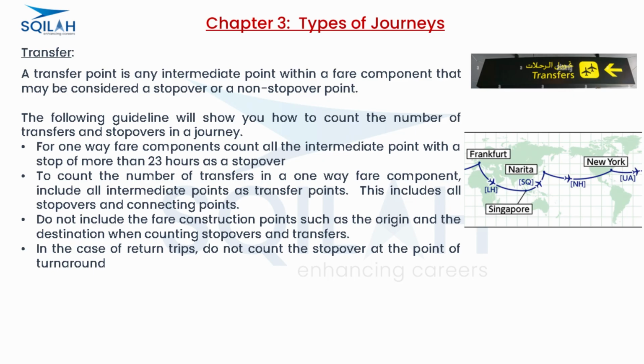For one-way fare components, count all the intermediate points with a stop of more than 23 hours as a stopover. To count the number of transfers in a one-way fare component, include all intermediate points as transfer points. This includes all stopovers and connecting points. Do not include the fare construction points such as the origin and the destination when counting stopovers and transfers. In the case of return trips, do not count the stopover at the point of turnaround.